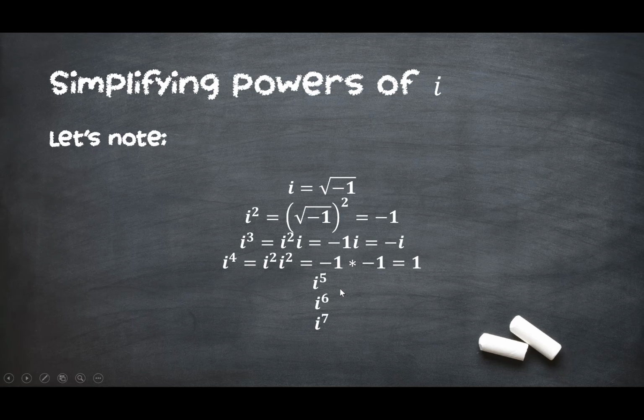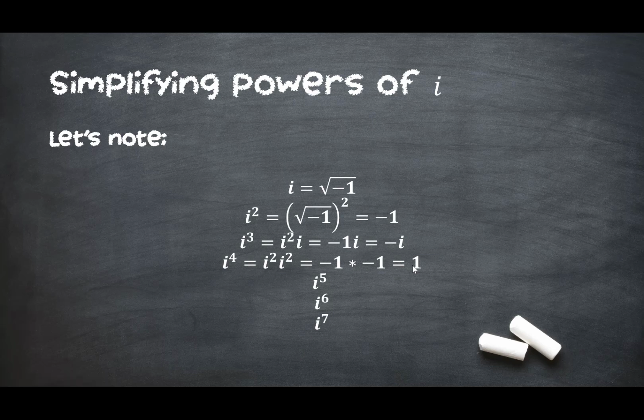It's interesting to note that if we rewrite i to the fifth as i to the fourth times i, i to the fourth is 1, and i is the square root of negative 1, so i to the fifth becomes exactly the square root of negative 1. Let's just note that i to the sixth is i to the fourth times i squared. i to the fourth is 1, i squared is negative 1, and 1 times negative 1 is negative 1. So notice that i to the sixth becomes negative 1. i to the seventh, you can probably guess, becomes negative i, and i to the eighth becomes 1.